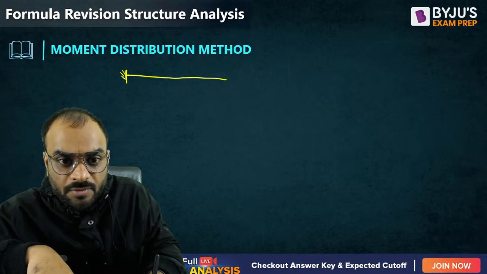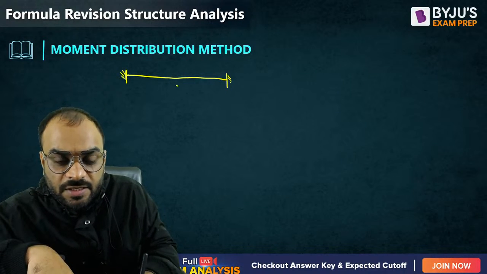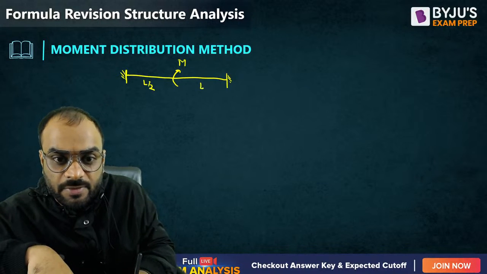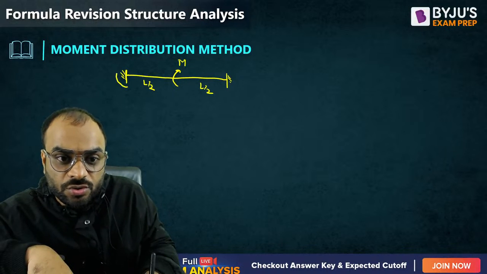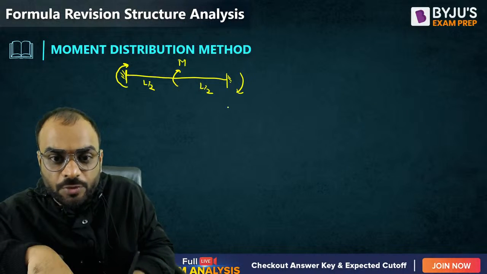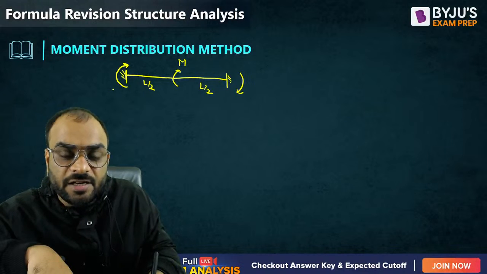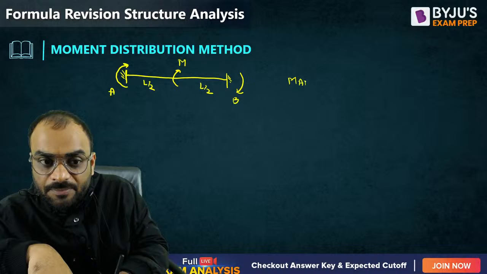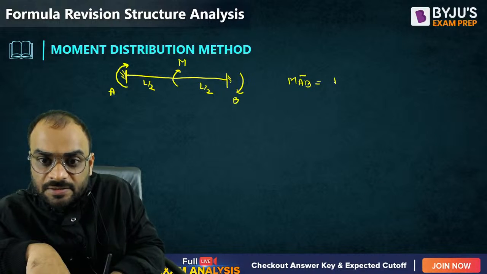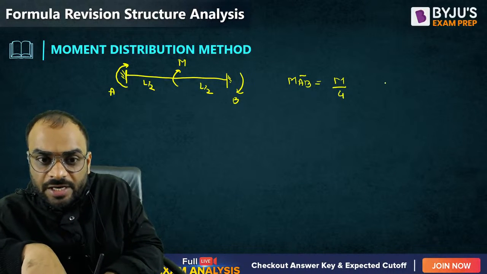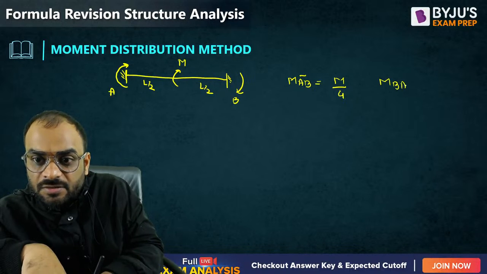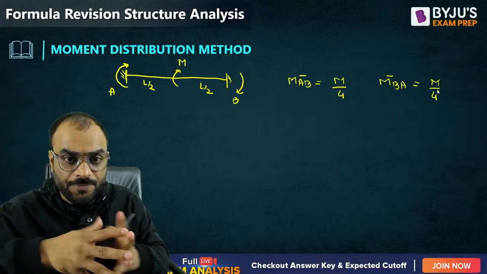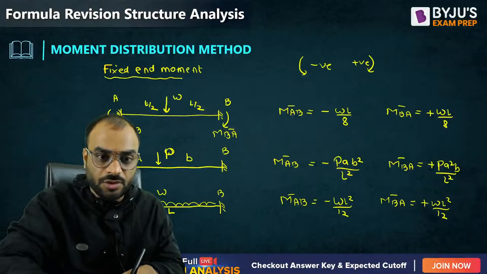Okay. Next one. Let us suppose a concentrated moment M is present exactly at the center, and this distance is L by 2 and this distance is L by 2. So the moment at support A and the moment at support B will be the same and their direction is also the same. So this is A and this is B. So MAB bar is M by 4, right? Then MBA bar is again M by 4. Please remember this. Okay. Getting a point or not?